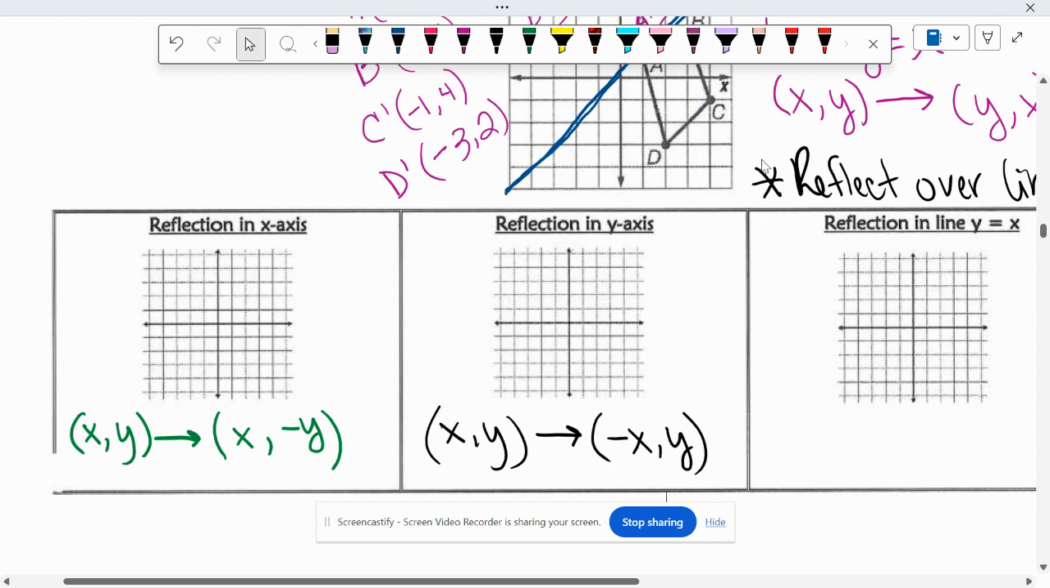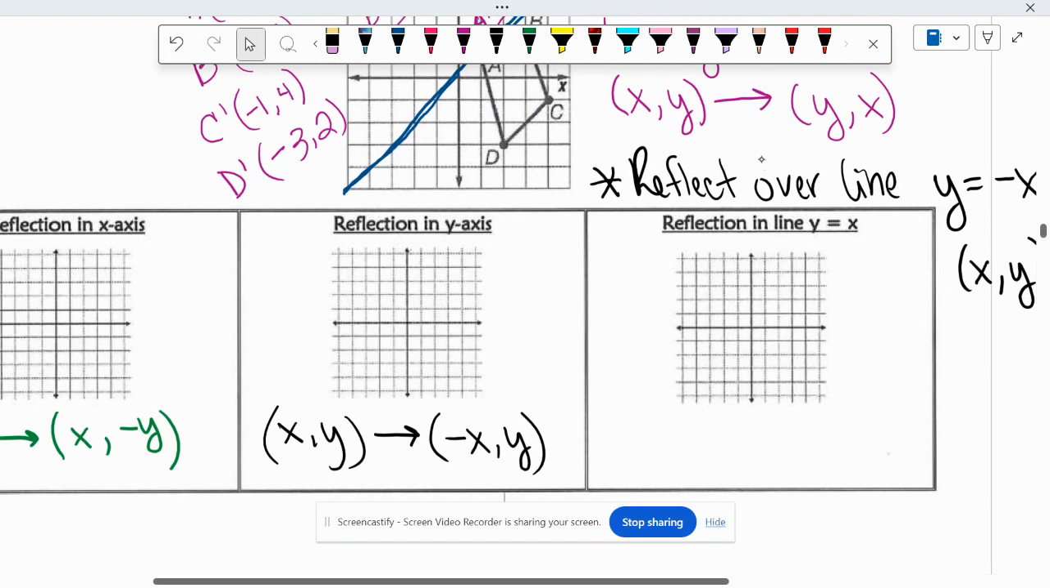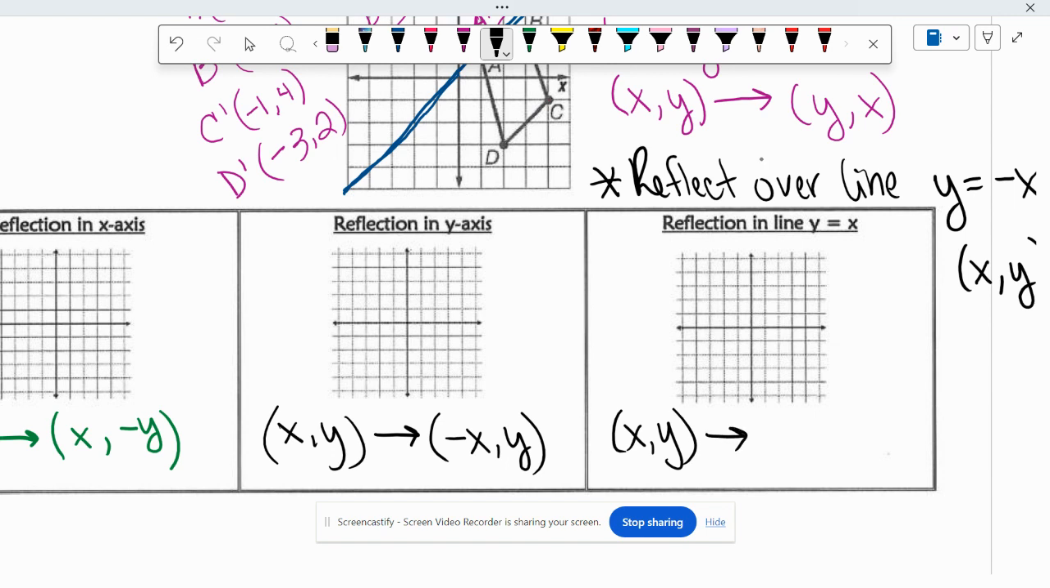The last one, if you reflect over the line y equals x, (x, y) transforms into (y, x). And don't forget our special one. If you reflect over the line y equals negative x, it transforms (x, y) into (negative y, negative x). So I think those are important.